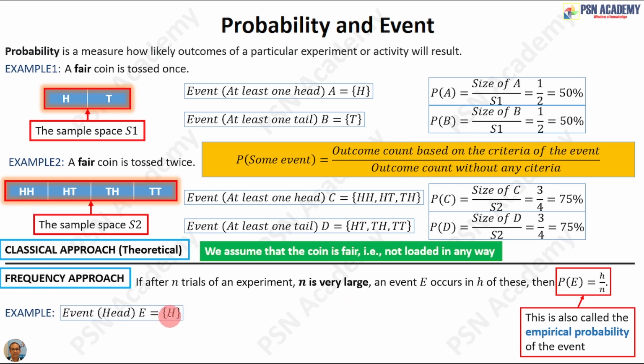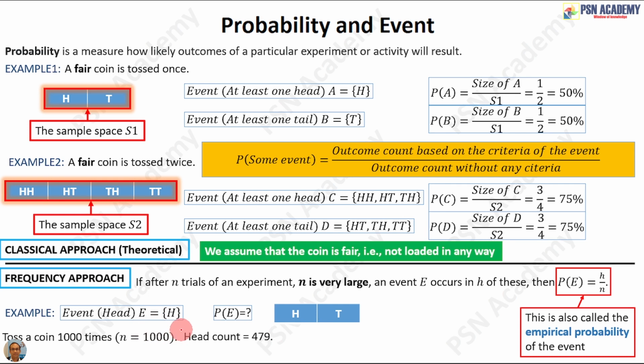For example, say we have an event E and we want a head. So this event E is having one single element H inside. Then what is the probability of that event? We have two possible outcomes, H and T. So our sample space size is 2. We go for 1000 trials and our head count is 479.